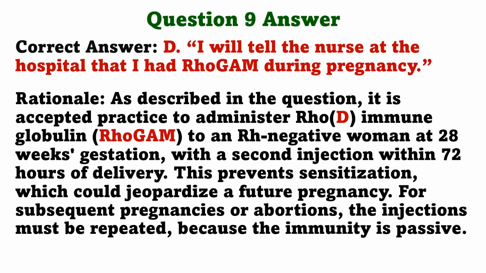The correct answer is D. I will tell the nurse at the hospital that I had RhoGAM during pregnancy. Rationale: as described in the question, it is accepted practice to administer Rho immune globulin to an Rh-negative woman at 28 weeks gestation, with a second injection within 72 hours of delivery. This prevents sensitization, which could jeopardize a future pregnancy. For subsequent pregnancies or abortions, the injections must be repeated because the immunity is passive.